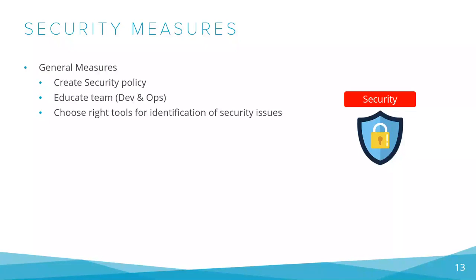Security teams should create security policies, train or teach developers and the operations team to interpret the output of these tools so that they can identify and fix the issues themselves, and select proper automation tools and platforms for the detection and identification of any security issues and vulnerabilities. It could be security scans, code quality checks, automated security tests of the applications, and so on.